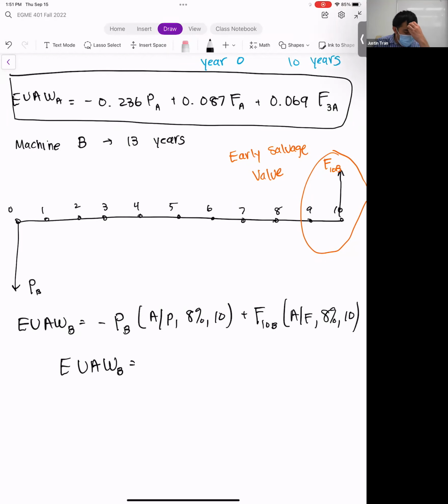All right, we look up the values in the table, and what we get is minus 0.149 PB plus 0.069 F10B.